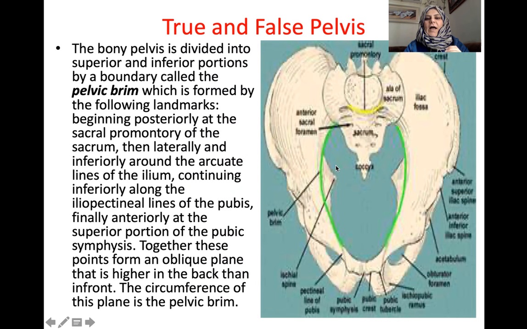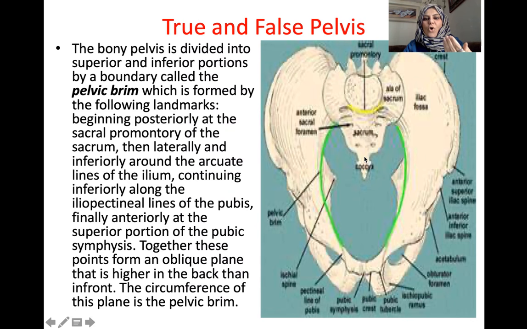Okay, let us clarify. Why is this called the false pelvis? It is called false because it is lined by bone only posteriorly by the sacrum and the vertebral column, and laterally by the iliac crest and the iliac fossa, while anteriorly I will have the lower part of the anterior abdominal wall. The true pelvis, below the pelvic brim, is surrounded completely by bone.